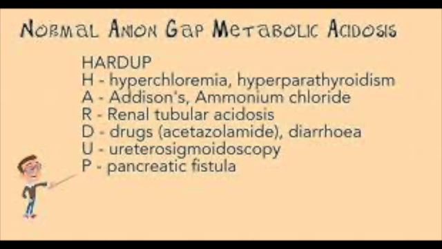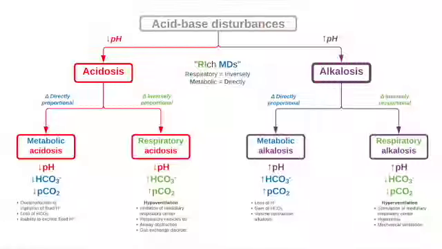Anion gap metabolic acidosis, or a high anion gap metabolic acidosis, is when the acid in the blood dissociates into H+ and an ion not routinely measured. The H+ is buffered by the bicarb, leaving an unmeasured anion to accumulate in the serum, creating the anion gap.